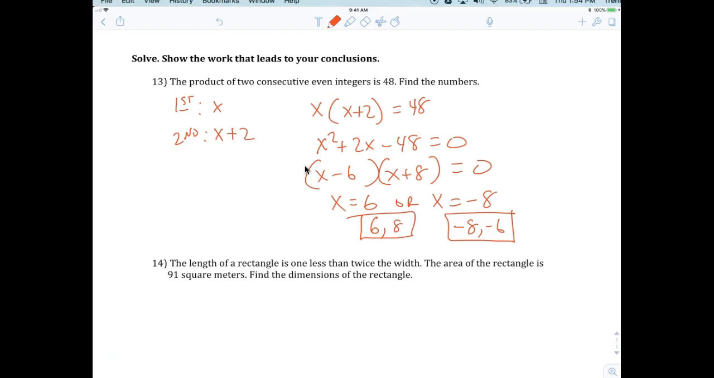Sometimes on the test, I'll say the product of two consecutive negative integers. If I ask for the negative, then what would be the answer? Negative 8, negative 6. On the test, I could say the product of two consecutive positive even integers, then the answer would be what? Here it doesn't specify. So you have to do what? Both of them. All right? Yes, ma'am. Good for you.